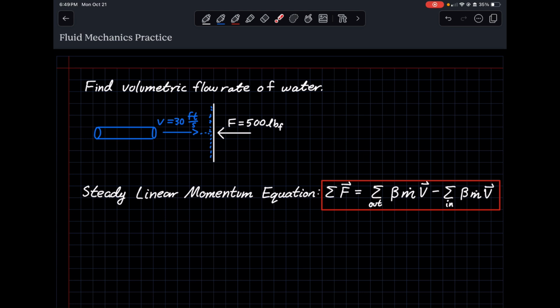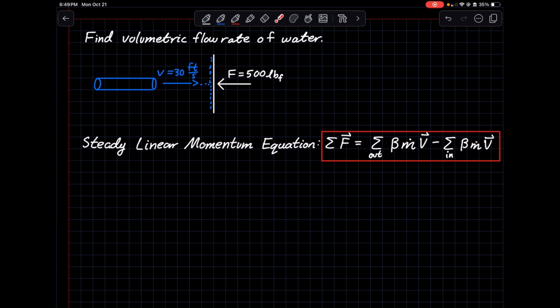So how we're going to solve this is using this steady linear momentum equation. And this equation is actually really nice. It's kind of simple in a weird way, but it looks a little bit weird at first. So first of all, our beta value is the thing that kind of stands out when I at least look at it. That is what is called our momentum flux.